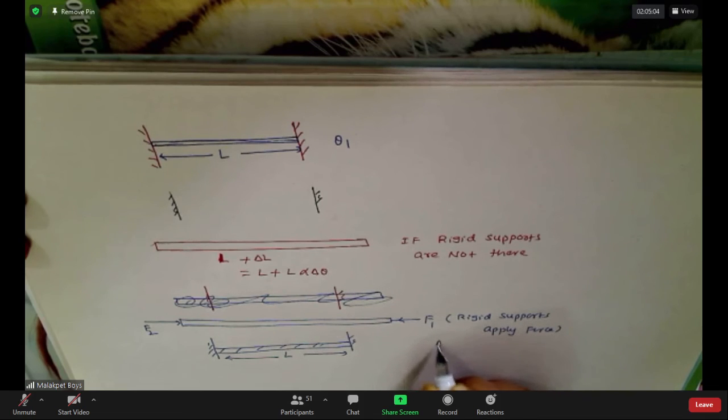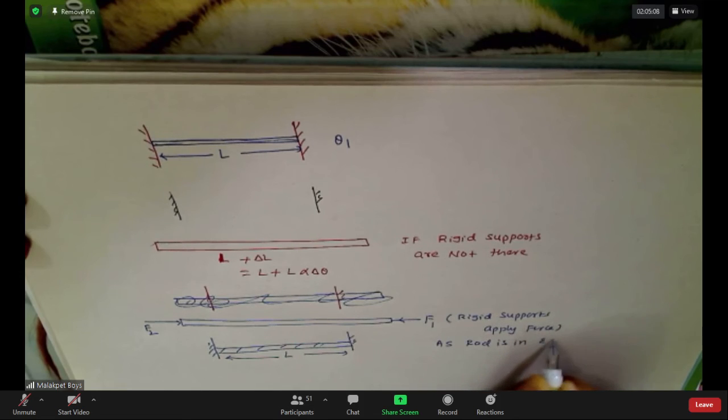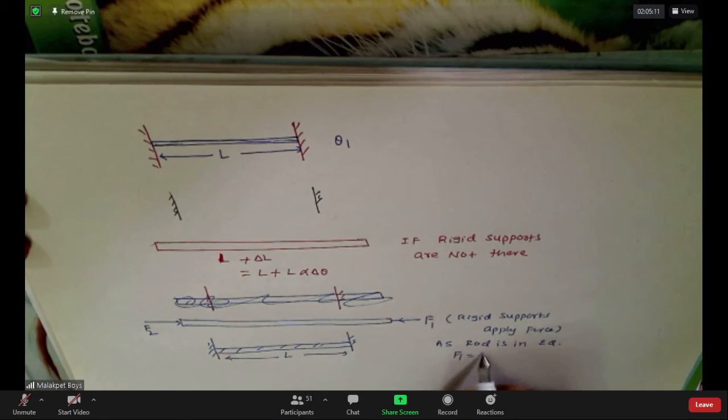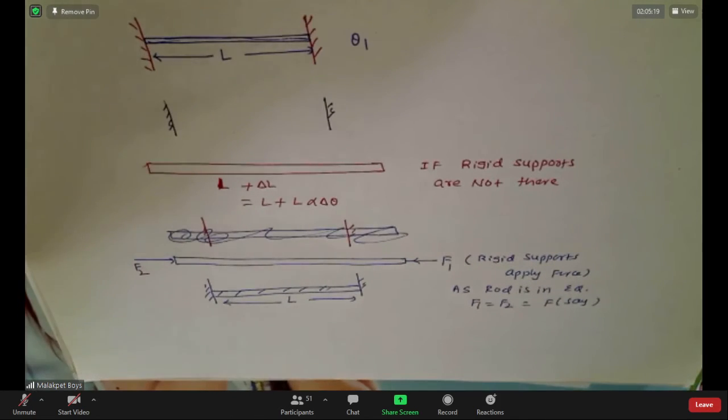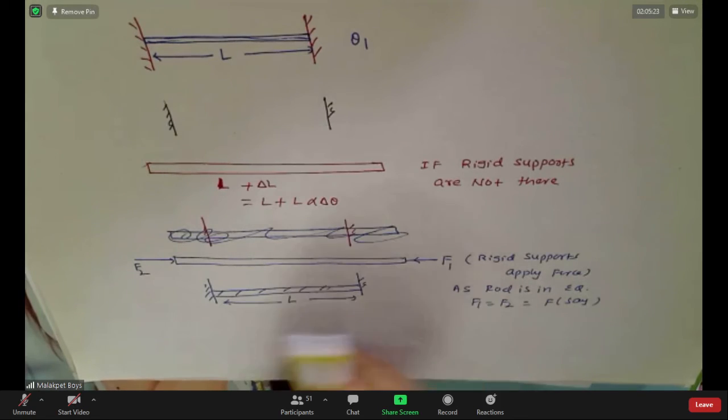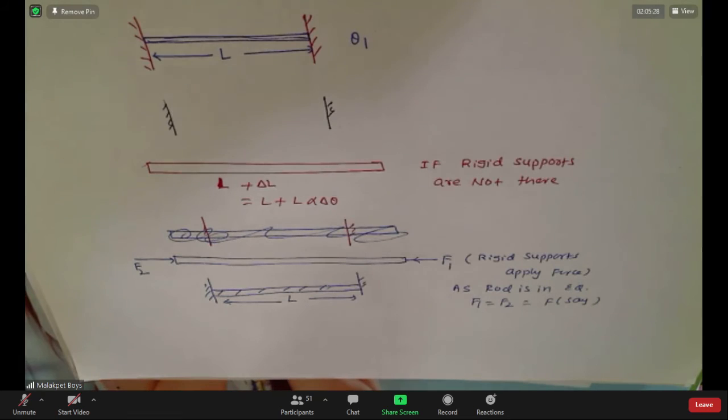Now, as the rod is in equilibrium, external force equals internal force applied. You understood this fully. Understood, sir. If the rod is free to expand, it should expand. But it is not expanding. That means the walls are exerting a force, no? Yes, sir. Walls are exerting a contact force.